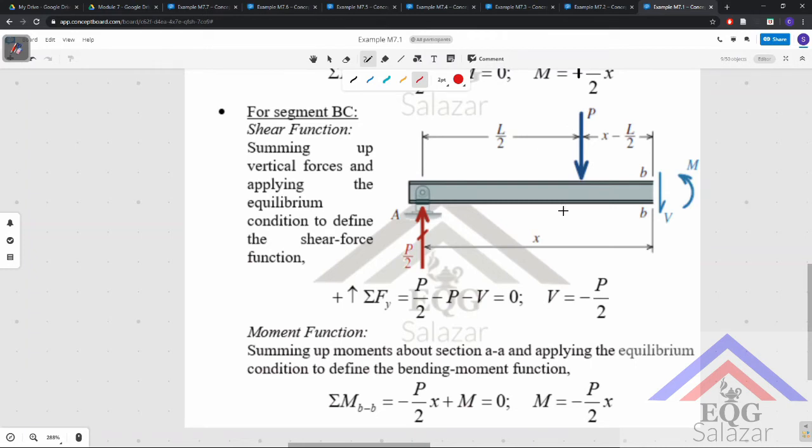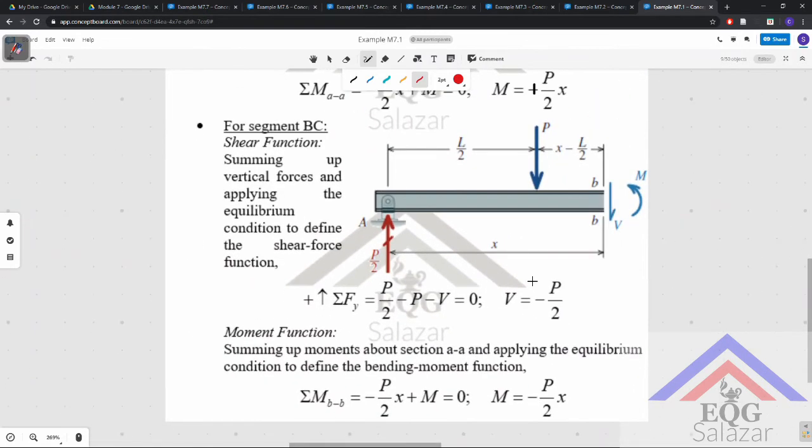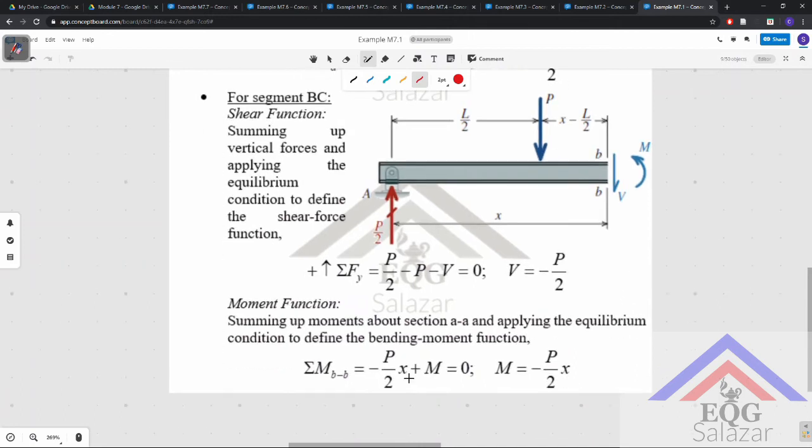All right, so summing up vertical forces for the shear function, we have P over 2 minus P minus V is equal to 0, and therefore V is negative P over 2. Next, we have the moment function. So we will sum up forces about this point here, and we have negative P over 2x plus m equals 0.